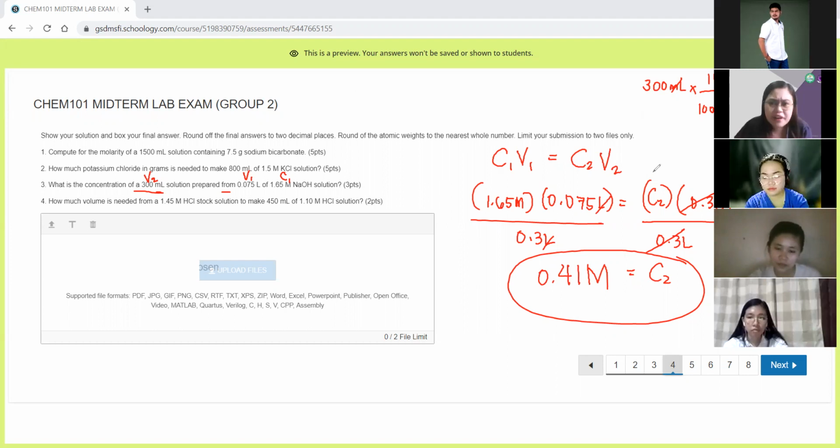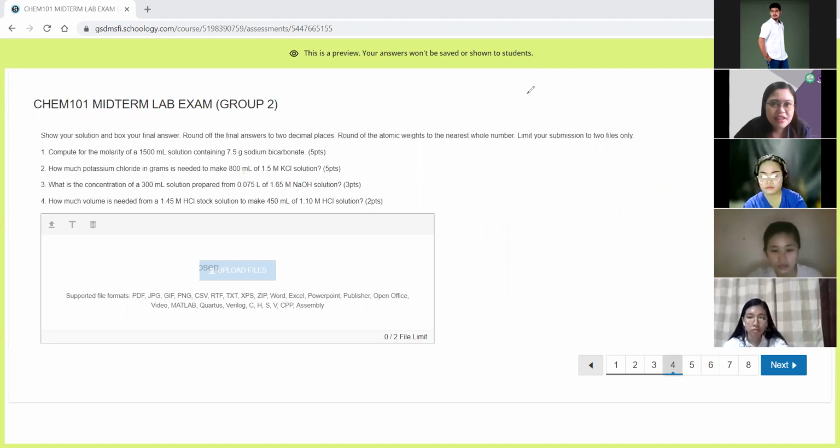If it's the other way around, you converted 0.075 liters to ml, you will still get 0.41 molar as the answer. Okay? Please send your concern in the chat, Shan.